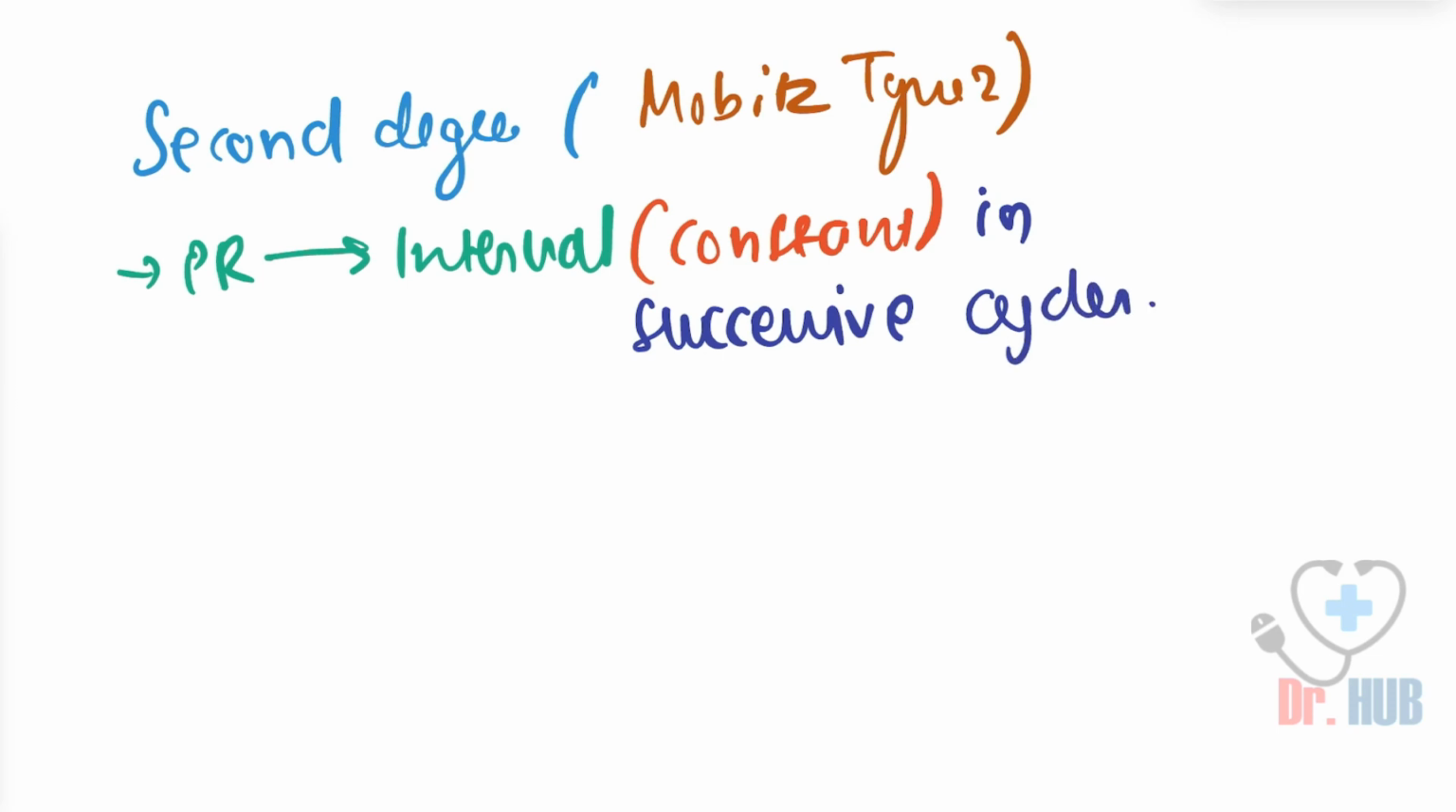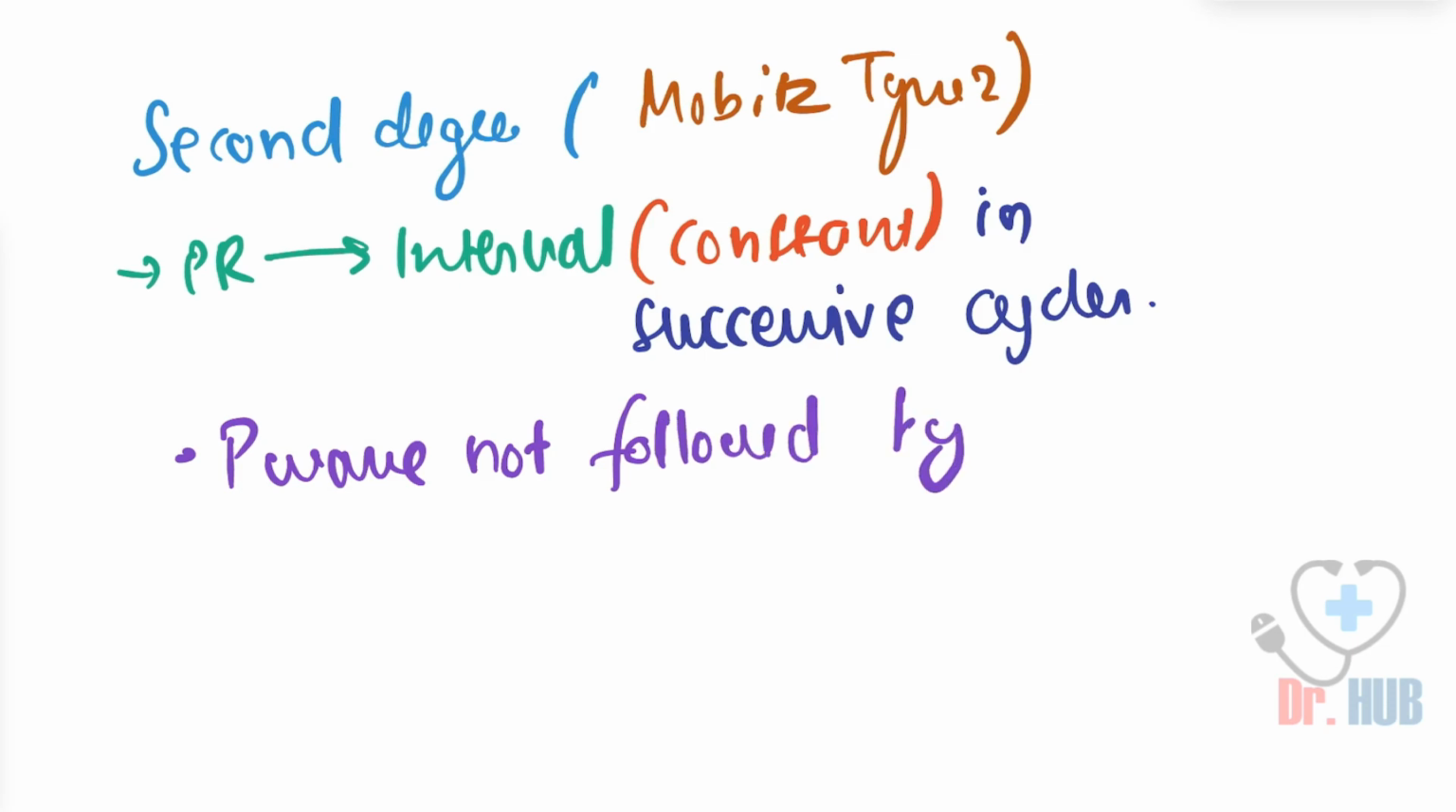And the P wave is not followed by the QRS complex. If you see the P wave, it is not followed by the QRS complex, and this is in every few beats.